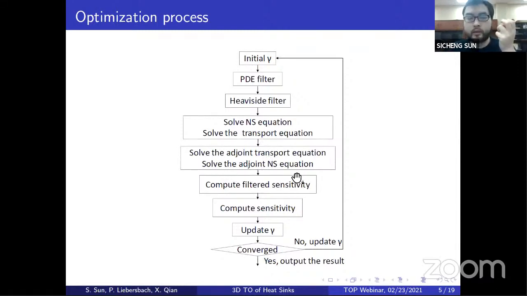With the adjoint equation, we can compute the sensitivity. However, this sensitivity is with respect to the filtered density field, and we need to compute the sensitivity with respect to gamma. We can update gamma based on the sensitivity with the optimizer MMA. Then we check whether the updated gamma converges or not. If yes, we output the result. If not, we update gamma and do this process again.